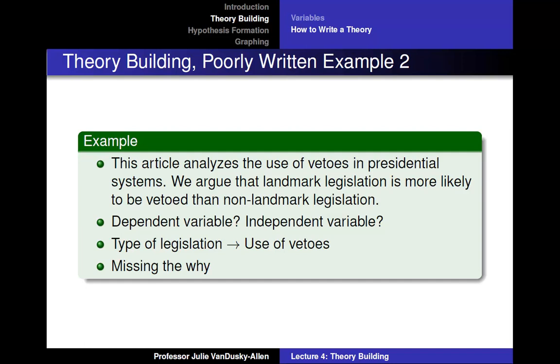How does the independent variable influence the dependent variable? Landmark legislation is more likely to be vetoed than non-landmark legislation. So we know how landmark legislation influences vetoes, but do we know why? We cannot tell from this model, hence this is a poorly written model.